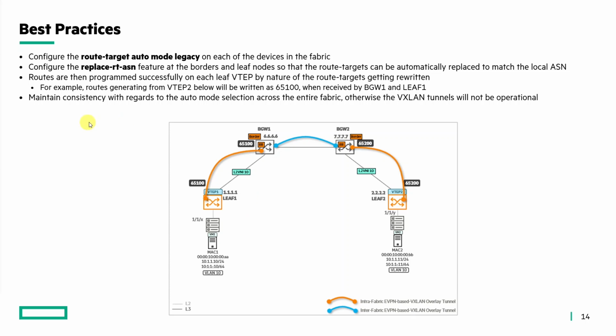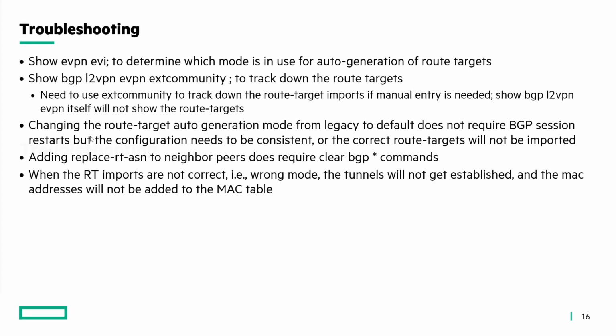And as mentioned here, you want to maintain consistency with regards to the auto mode selection across the entire fabric. Otherwise, you'll run into issues where the VXLAN tunnels won't be operational. And so for troubleshooting, there are two primary commands, which are the show EVPN EVI and the show BGP L2VPN EVPN external community commands. And so these are used to see which route targets are auto-generated and in what format, and then also to track down any rewriting of the ASN numbers to track down the route targets for any specific MAC entries.